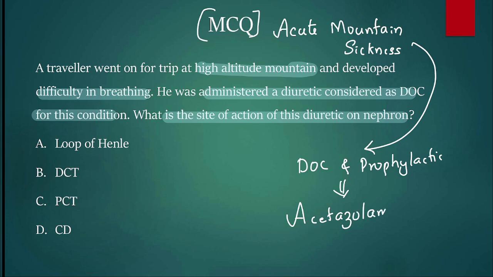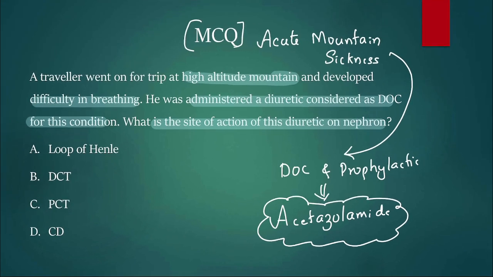The drug is acetazolamide. It is the drug of choice for acute mountain sickness, and it is also taken prophylactically before going to high altitude. Now, what is the mechanism of acetazolamide? It inhibits carbonic anhydrase. And what is the site of action in the nephron? It mainly acts on the proximal convoluted tubule. So the answer for this question is obviously PCT, proximal convoluted tubule. In this MCQ, we'll be learning two things. Number one, mechanisms of diuretics. Number two, drug of choice for certain conditions.